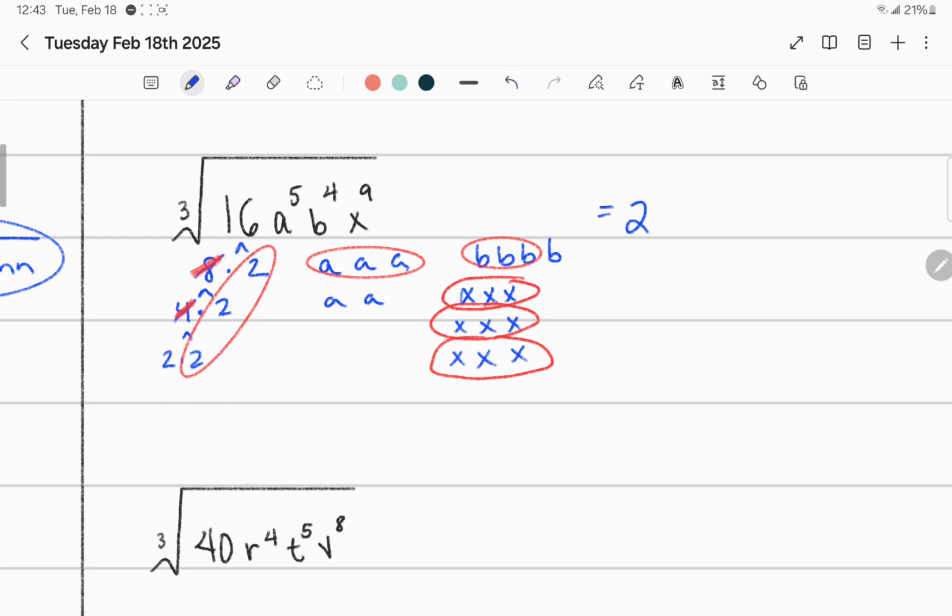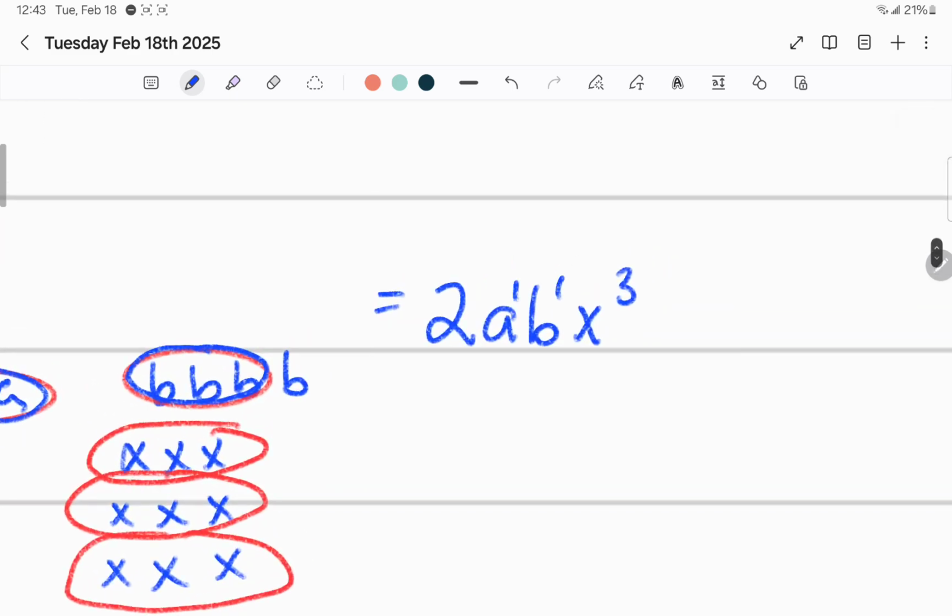So 2. And then we have just one group of A's. So this would be just A, not A to the third power. I only have one group of A's. So just A. I have just one group of B's. And then I have 3 groups of X's. So this will be X to the third power, because there's 3 groups. Not 3 pieces in each group, 3 groups. So that's why these do not have a power of 3, because it's just one group. Technically, there's a power of 1, but we do not write that.